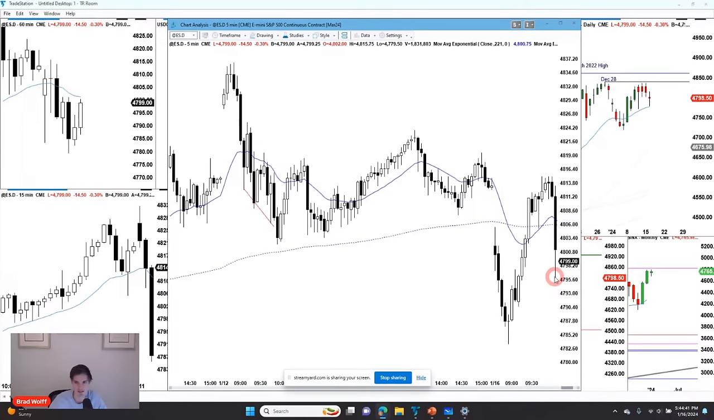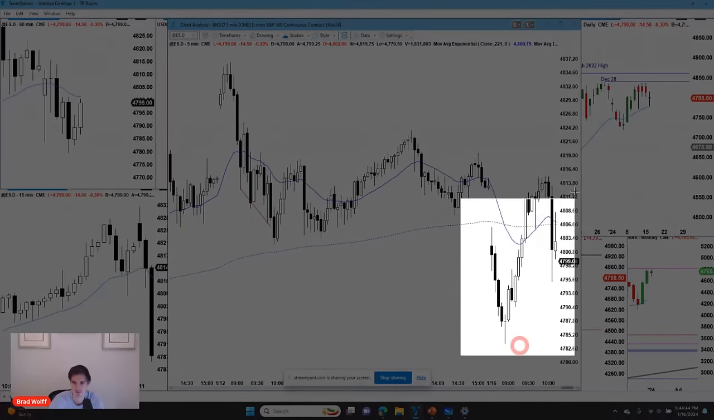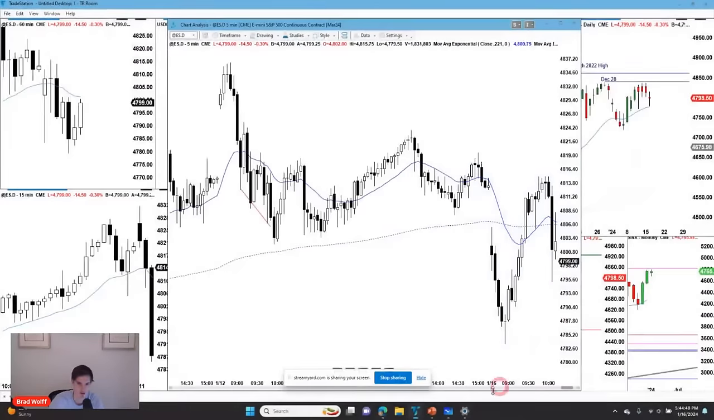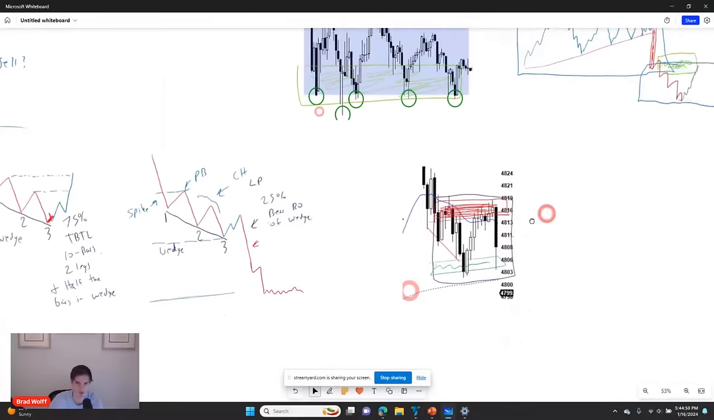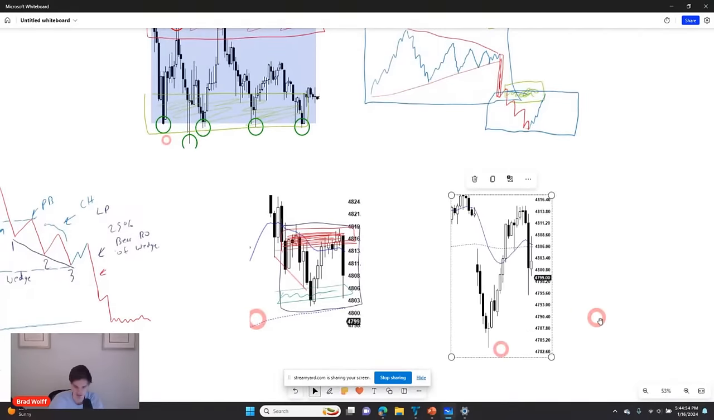So what everybody does is this right here. And unless everybody starts complaining, I'm going to continue to use the whiteboard because I believe it can be helpful in explaining. So if we take a look at today's price action and we think about this big bear bar right here, what happens in trading ranges is this.